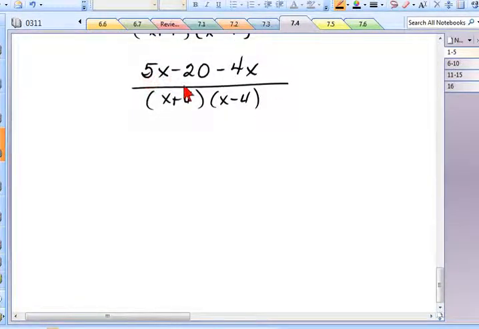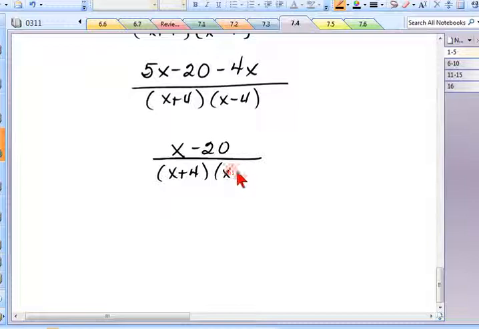All right, when I finish simplifying that numerator, I have 5x minus 4x, which is x. I still have a minus 20, and it's over x plus 4 times x minus 4. Is there anything I can simplify there? I mean, can I factor it? No. Then I'm done.